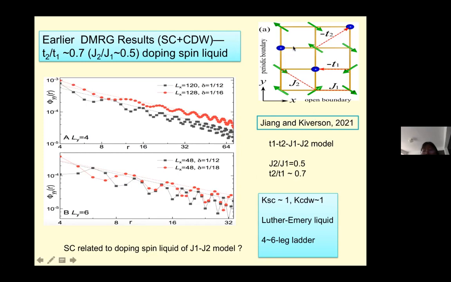I showed a picture here that t1 is the nearest neighbor hopping and t2 is the next-nearest neighbor hopping. J2 is the next-nearest neighbor Heisenberg interaction. So that is the same model. I will present our numeric results.